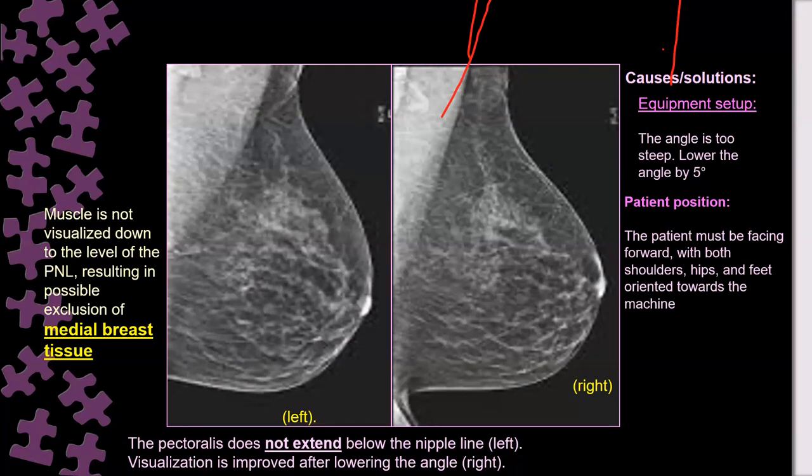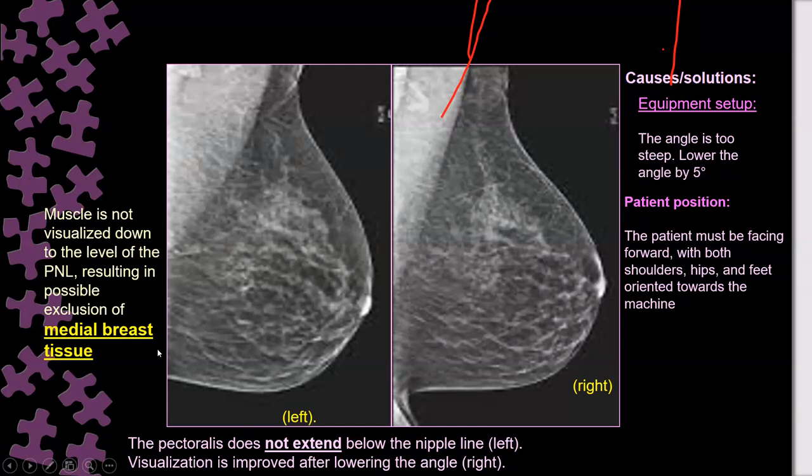By correcting the nipple position, the inframammary fold and pectoralis were corrected too. By correcting for the pectoralis, everything is corrected. We could visualize more here. This portion, the posterior inferior part, was cut and not involved here.